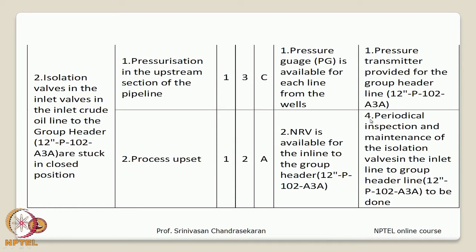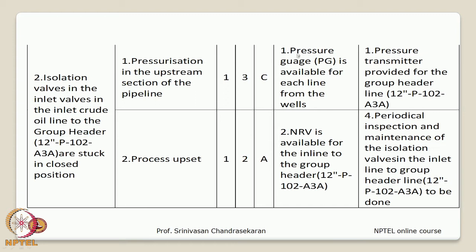Let us look back at the screen again. We will continue with cause number 2, isolation valve getting stuck. The consequences can be pressurization of the upstream line and process upset. Of course, the risk ranking is automatic, by severity and likelihood, generated on a 5-point scale. I will come to this slightly later.